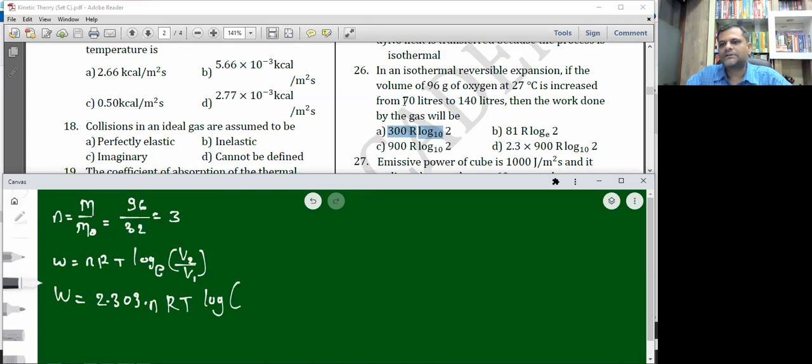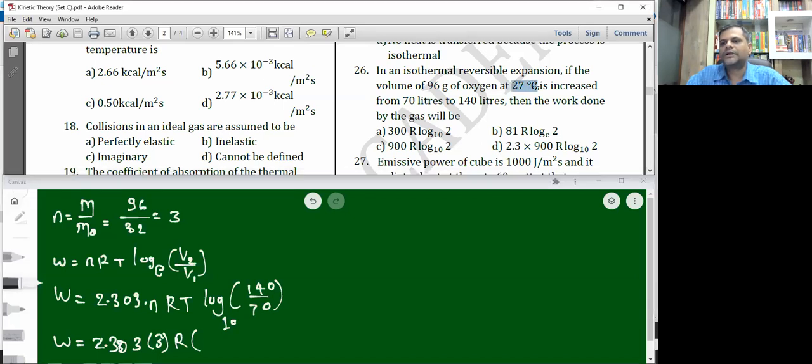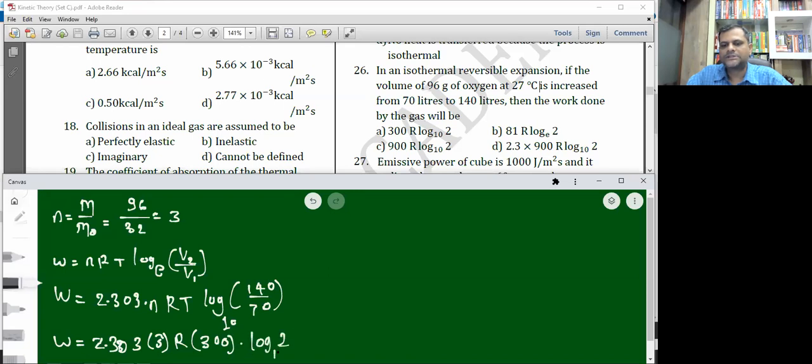But as we have been given that the volume changes from 70 liters to 140 liters, what does it mean? V2 is going to be 140 and V1 is going to be 70. So the ratio of 140 and 70 will be simply 2, log to the base 10, and hence we can get W equal to 2.303 into n, which is 3, R which is to be kept as it is, and T must be replaced by temperature, which is given to be 27 degrees Celsius here. But don't forget again to convert it into Kelvin. So it will be 300 Kelvin here, and that is multiplied by log of 2 to the base 10.